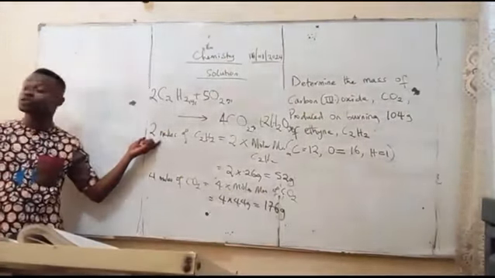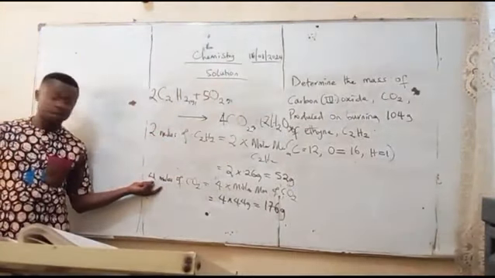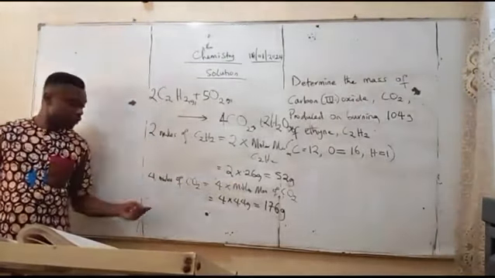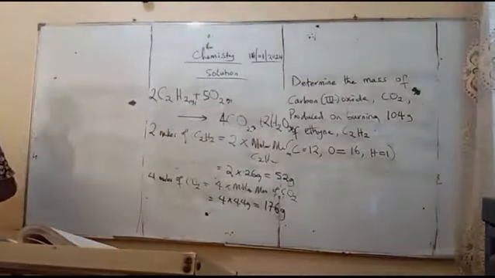We converted 2 moles of ethyne to mass and 4 moles of carbon dioxide to mass. So for ethyne it is 52 grams. For carbon dioxide it is what? 176 grams. So we can now start our calculation.